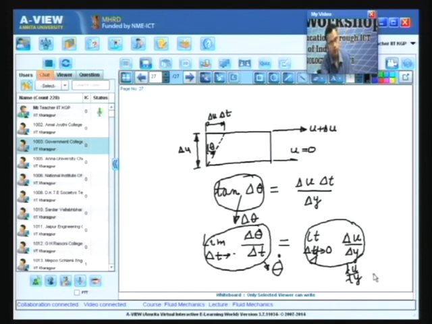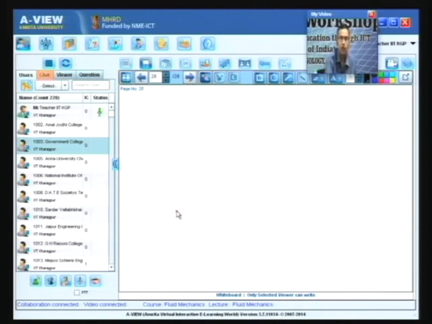So, we have got a measure of the angular deformation of the fluid where theta dot is equal to du dy. Now, what is the reason behind this theta dot? There was some shear force which created a relative displacement of the one layer relative to the other, and let that shear force be tau.